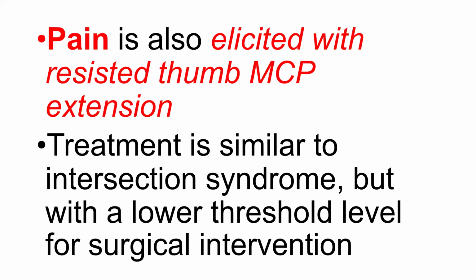Pain is also elicited with resisted thumb metacarpophalangeal extension, by holding the thumb in flexion and asking the patient to extend the first metacarpophalangeal joint. Treatment is similar to intersection syndrome. Immobilize. Put the wrist to rest, just like we did with the intersection syndrome or synovitis, but with a lower threshold level for surgical intervention.